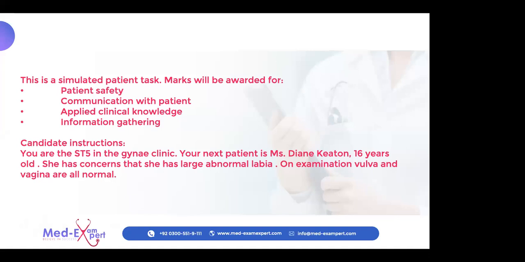We call it puberty. So the body, our body changes from our childhood to adulthood. I would like to refer you to a counselor who can talk to you and help you cope with these changes better. And also, I would like to examine you.